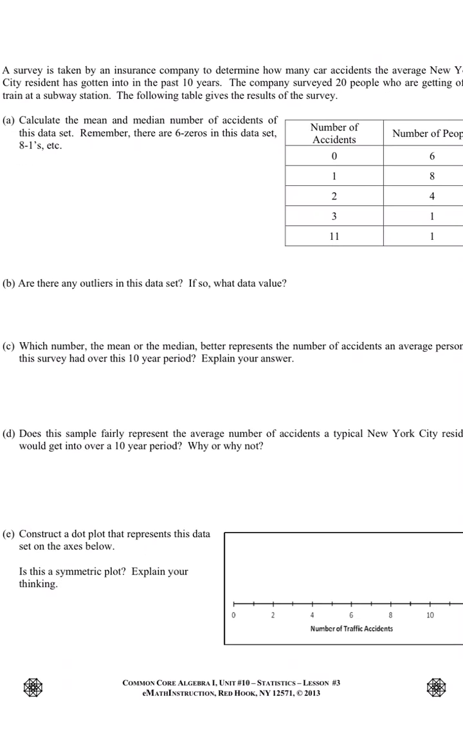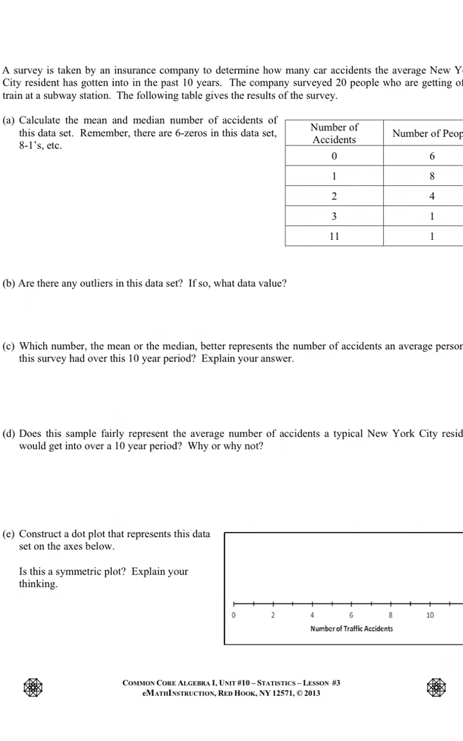Number 6, a survey is taken by an insurance company to determine how many car accidents the average New York City resident has gotten into in the past 10 years. The company surveyed 20 people who are getting off a train at a subway station. The following table gives the results of the survey. Part A, calculate the mean and the median number of accidents of this data set. Remember, there's 6 zeros in this data set, 8 ones, etc.